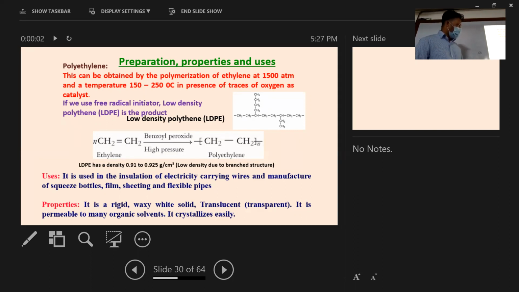What are the properties? It is a rigid, waxy white solid, translucent or transparent. It is permeable to many organic solvents. It crystallizes easily. So if you heat it a little bit, it will melt, and then if you remove the heat, it will crystallize automatically or very fast.